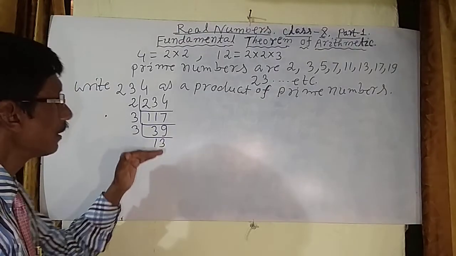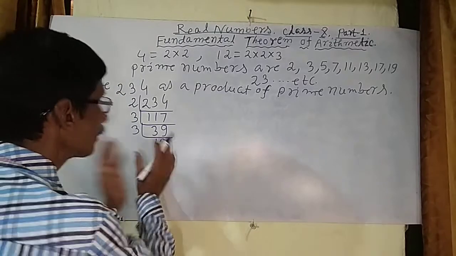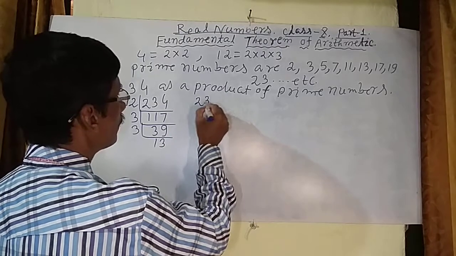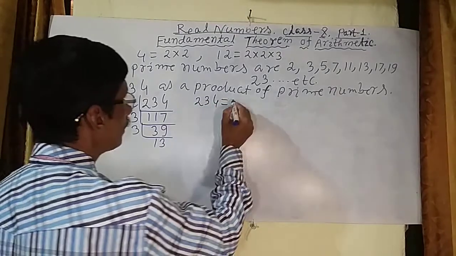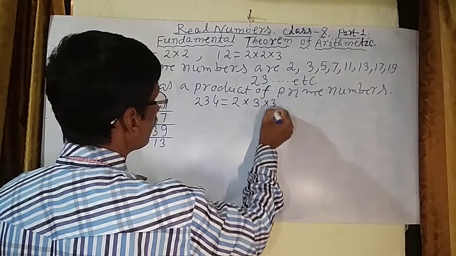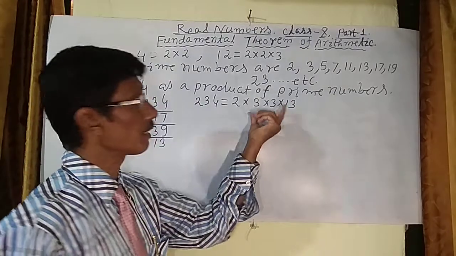So stop your procedure here, meaning your working ends here. So then take the result: 234 is equal to, look, 2 multiply 3 multiply 3 and then 13. Look, all of these are prime numbers.